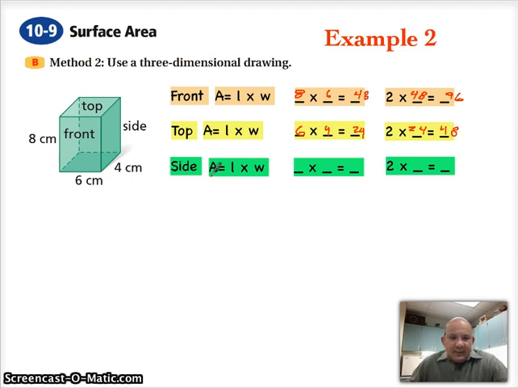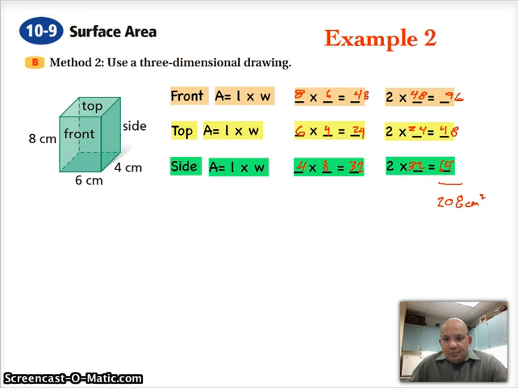Finally, I'm going to take the last two surfaces, and those are the sides. The dimension of the sides is 4 by 8. This is 8, and this is 4. So 4 times 8 is 32. Then we're going to double 32 because there are two sides, and that would give us 64. Now when we add these all together, they come out to a total surface area of 208 centimeters squared.